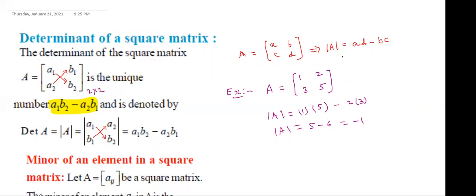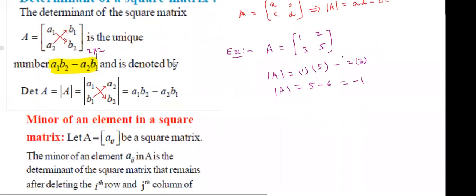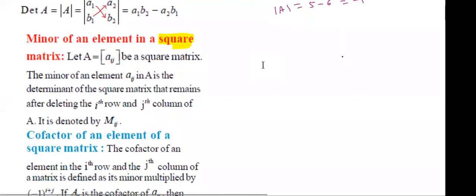Next, I am going to explain the minor of an element in a square matrix. We find the determinant or minor of an element whenever a square matrix is given. If a rectangular matrix is given, we can't find the determinant and minor of an element, or cofactors also. Now see here, minor of an element in a square matrix. How to find the minor of an element?